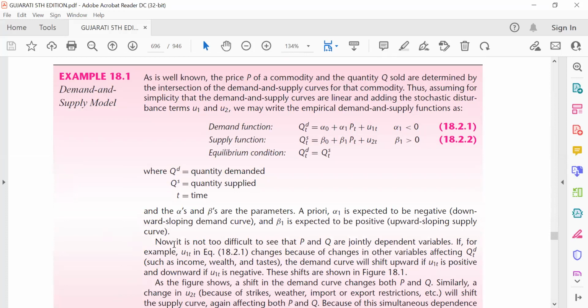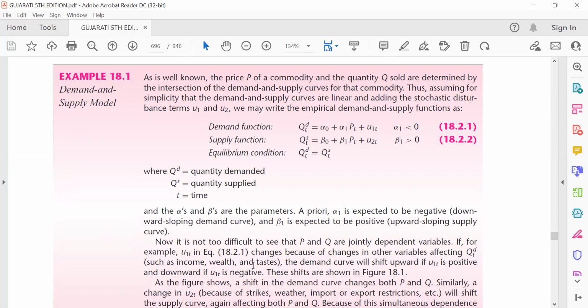Okay, here alphas and betas are the parameters. A priori, alpha is expected to be negative, a downward sloping demand curve, and beta 1 is expected to be positive because an increase in price will be followed by an increase in the supply of goods.